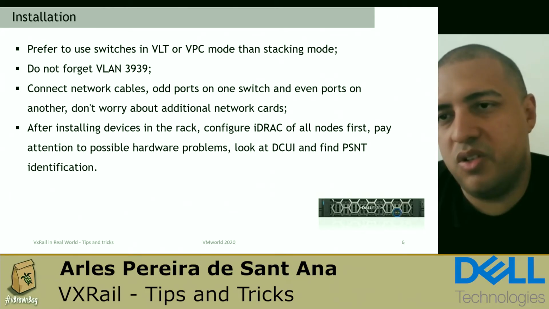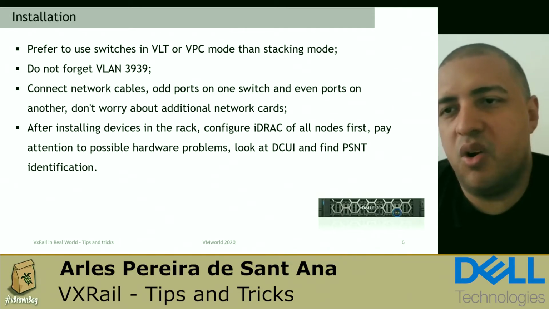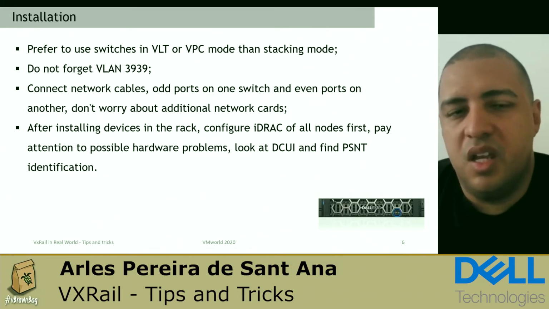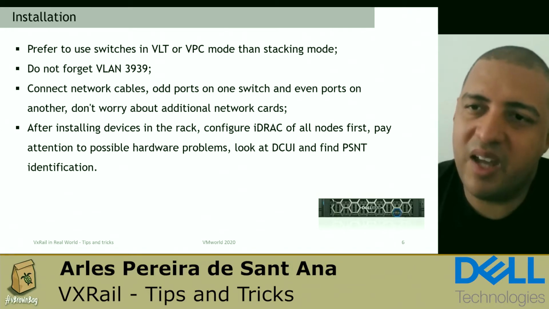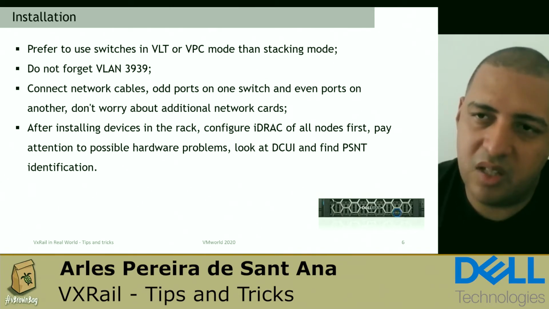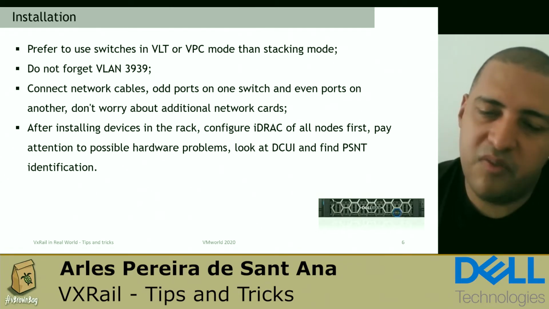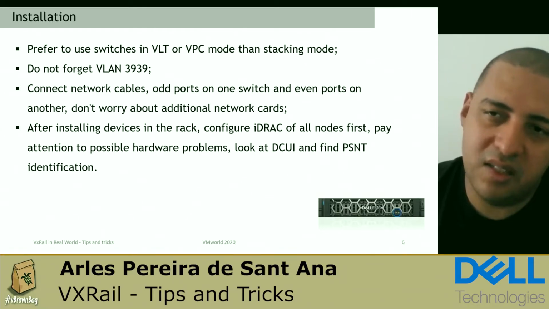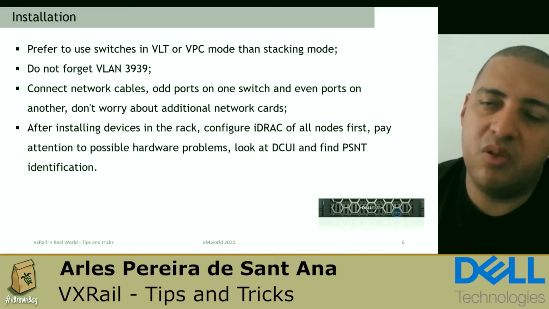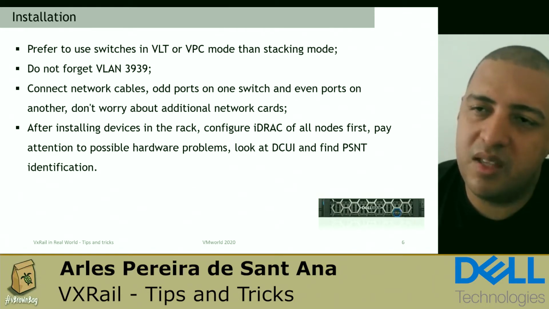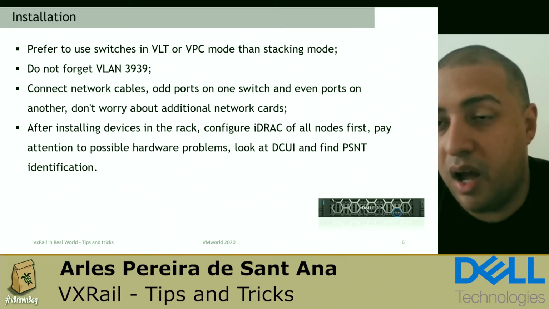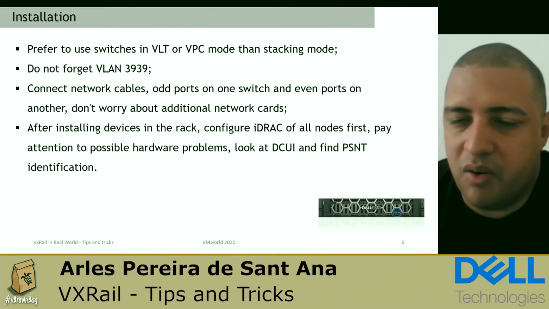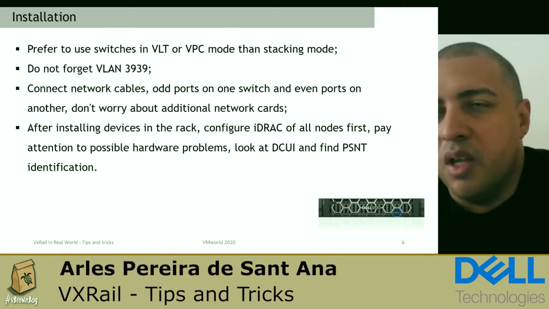And my recommendation for this is using odd ports in one switch and even ports in another, because VxRail has a predefined network organization, network layout, and if you look in the network planning guide, this document you can find on the Dell EMC websites. At the end of the presentation, I will share the address of the websites where you can find this kind of documentation.